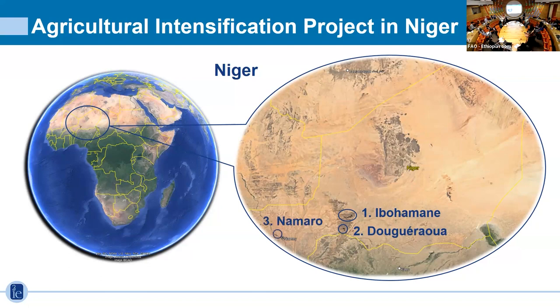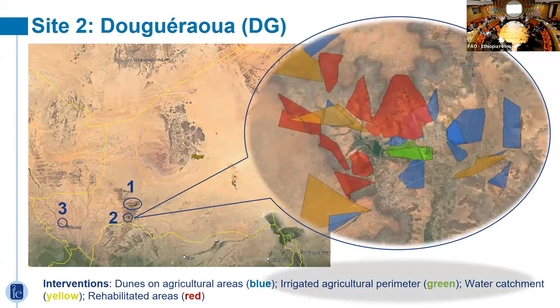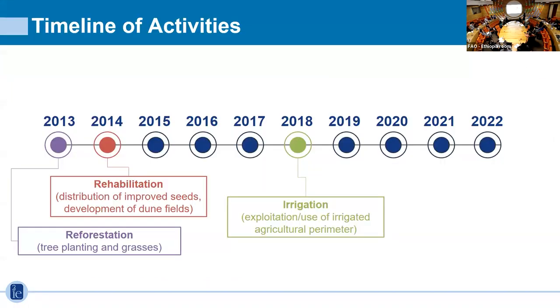Namaro. And this agricultural production initiative included a variety of different interventions, which are mapped here for Ibohaman. This included dunes, irrigation, rehabilitation, and reforestation. Today, we're focused just on the irrigation perimeter, highlighted, circled in red here. We have the same sorts of interventions mapped in Dugarawa with, again, a focus on the irrigated perimeter that was implemented there. In Namaro, there are plans to implement an irrigated perimeter that have not been begun yet. And so for the purposes of this study, it's not included at the moment.